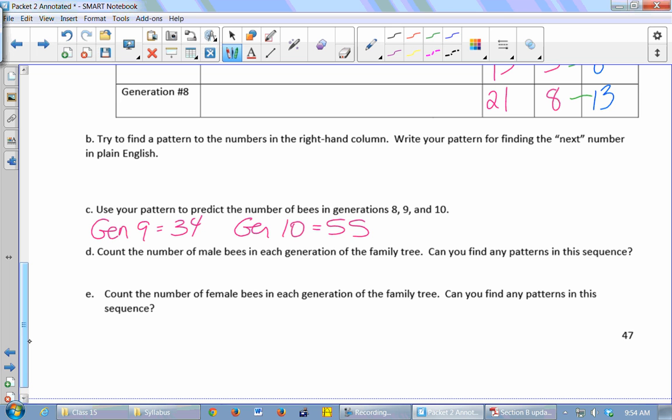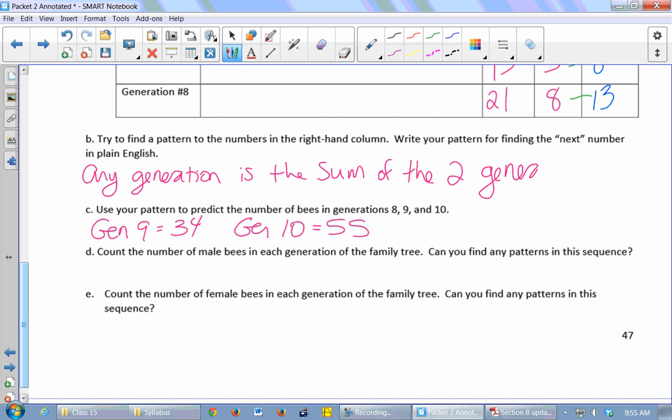All right, so if I was going to explain this pattern in plain English, I would say any generation is the sum of the 2 generations before it.